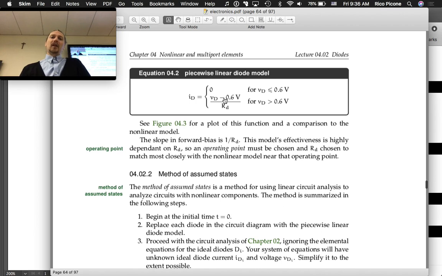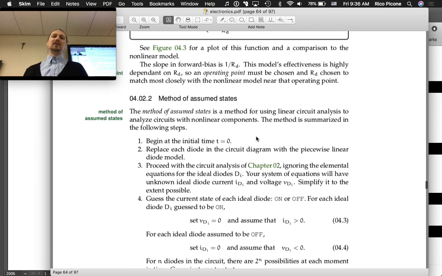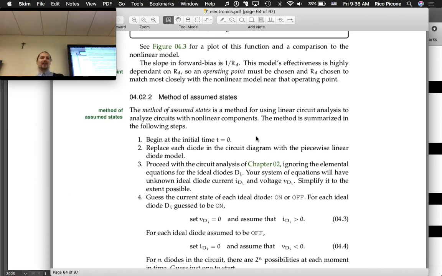Piecewise linear diode model, this is what the voltage current relationship is. So this is the elemental equation, right, for the diode. But it's piecewise defined, and that creates kind of an issue for us in terms of our analysis, right? And that's why we use the method of assumed states, which is to say we march through and we say, okay, I'm going to assume that this one's on, this one's off, and this one's on. And then you do the analysis, but when you encounter a contradiction in your analysis, you know that your assumed states of on, off must be false.